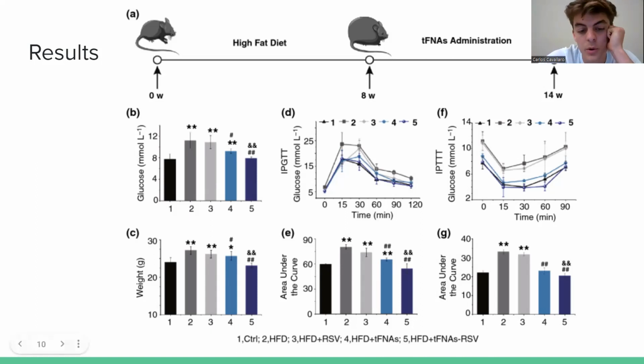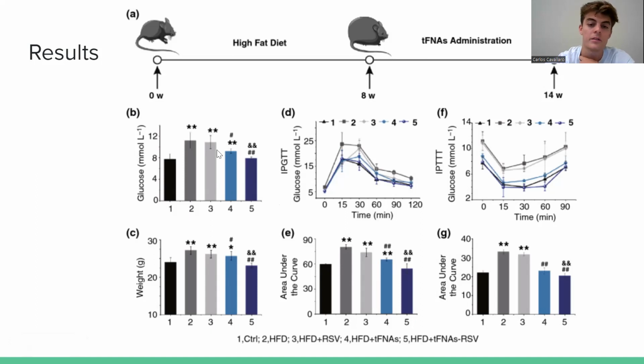Group 1 was the control group that was fed the normal diet. Group 2 was fed just the high-fat diet with no treatment. Group 3 had the high-fat diet plus only the resveratrol and nothing else. Group 4 was the high-fat diet plus only the tFNAs without the resveratrol. And finally, group 5 had the high-fat diet plus the tFNA RSV combination treatment. So as you can see, group 5 is the one we'll mainly want to be focusing on.